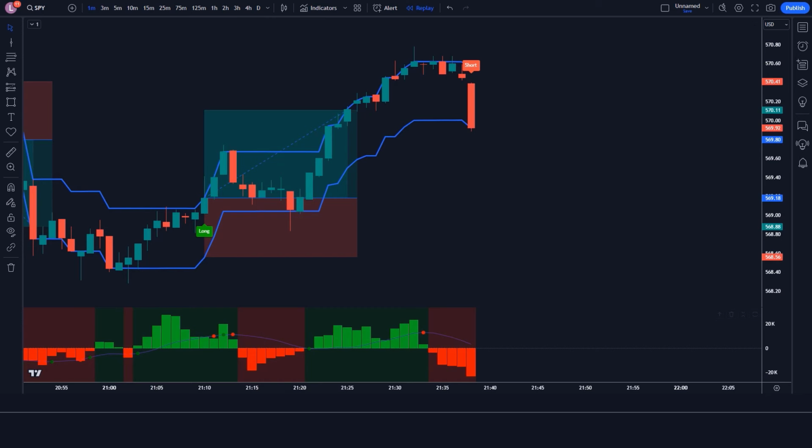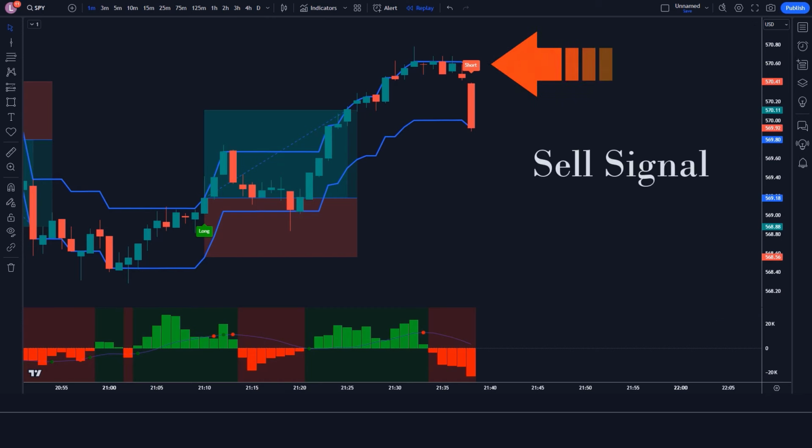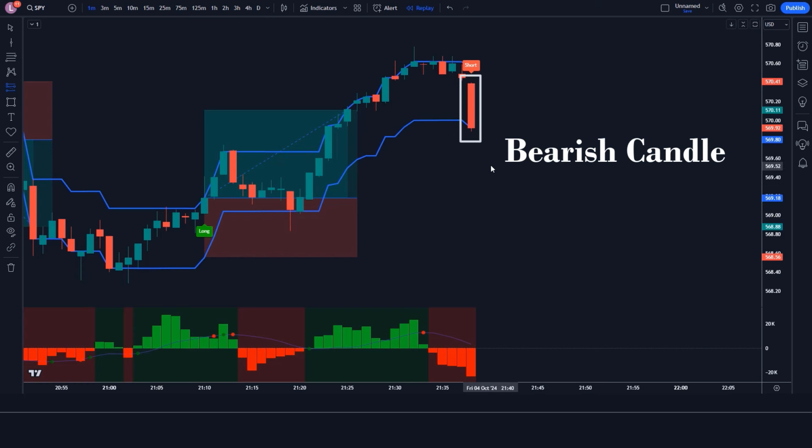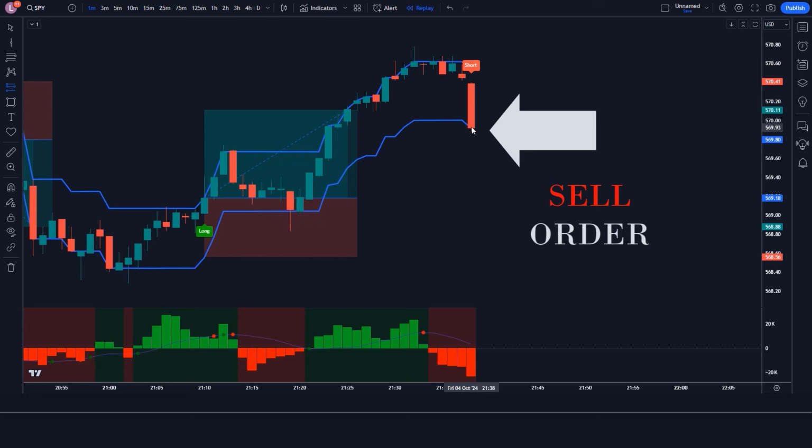We have got the signal. Here the Black Pika's indicator gives us a sell signal. Here the Klinger Volume Oscillator shows a bear histogram. Here the market has made a bearish candle to give confirmation. So all our conditions are being fulfilled, so we are placing an order to sell.